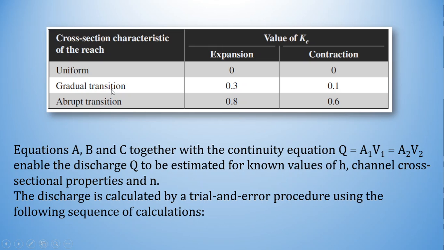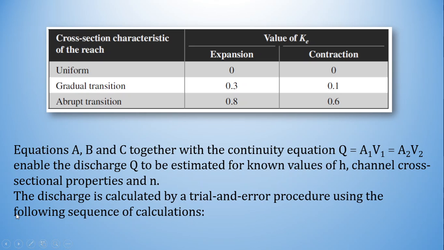If there is gradual transition, then for expansion the value of Ke will be 0.3, and for contraction it will be 0.1. And if there is abrupt transition, meaning sudden change in the cross-sectional area from section 1 to section 2, then there will be more eddy formation and more eddy losses. Therefore, for sudden change, for expansion from section 1 to 2, the value of Ke will be 0.8, and for contraction it will be 0.6.